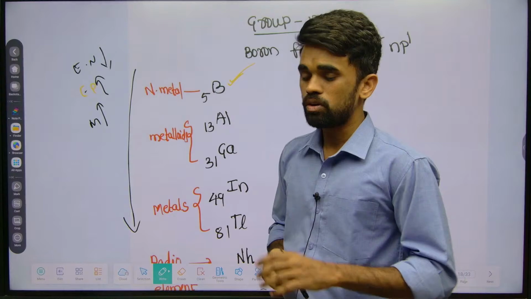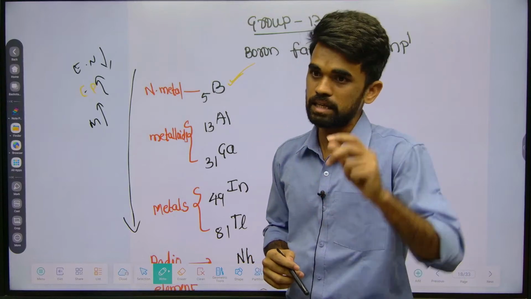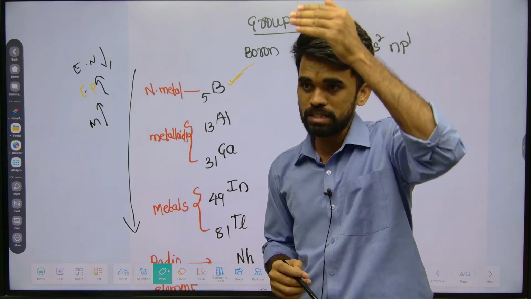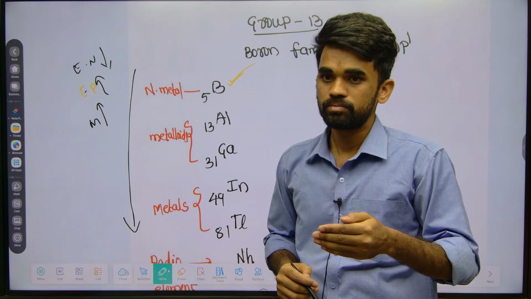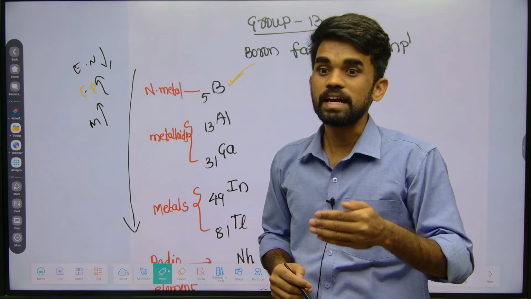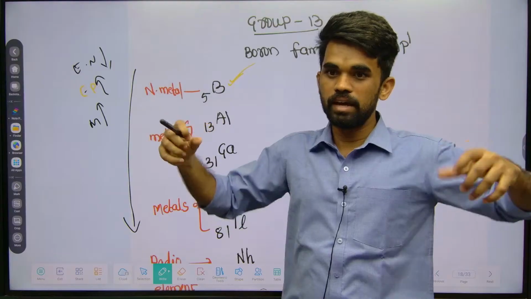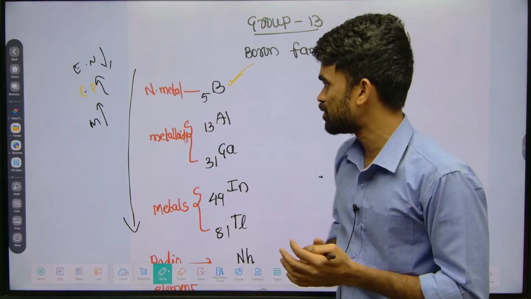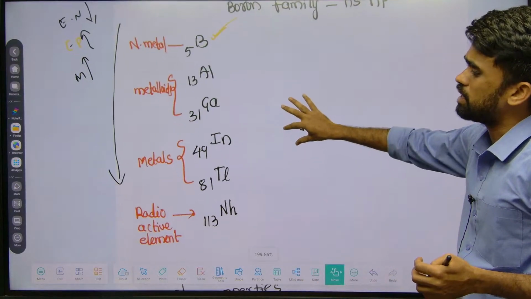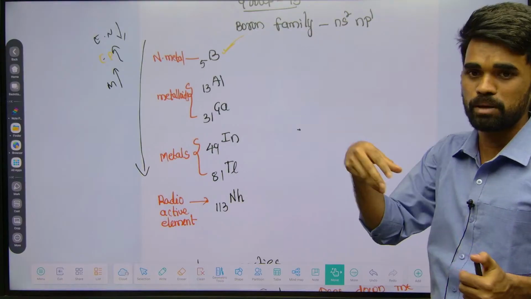Okay. Now we have studied periodic trends in the periodic table. What happens down the group to size? Size increases down the group. But there will be some variations in the P block. We will look into it.